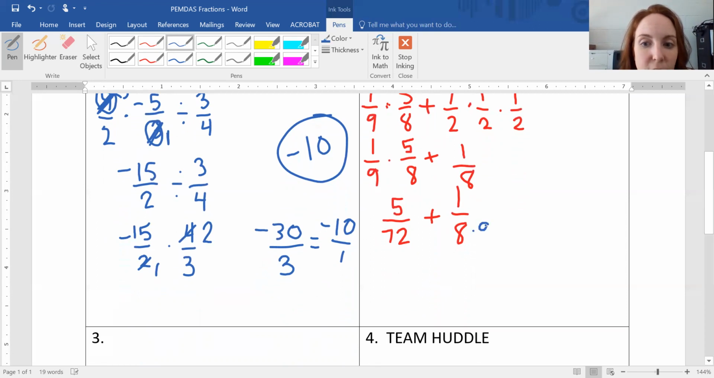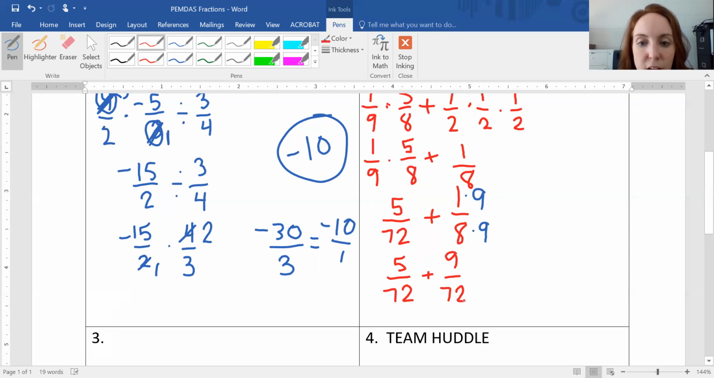So we're looking for the least common multiple of 8 and 72, which is 72. And 8 times 9 is 72. So we're going to multiply the 1 times 9 also. So we get 5 over 72 plus 9 over 72.